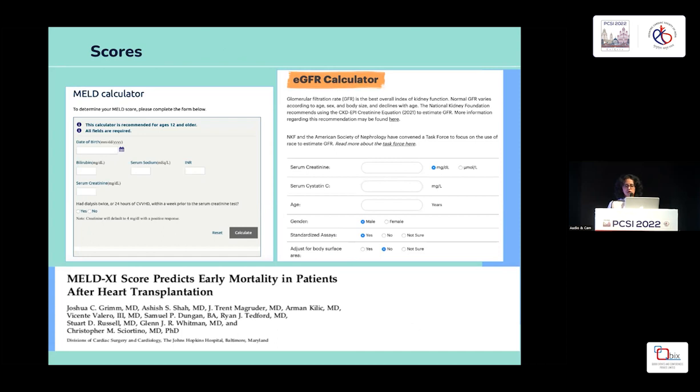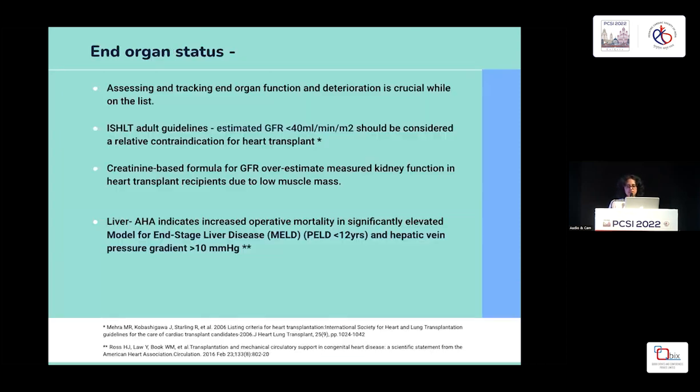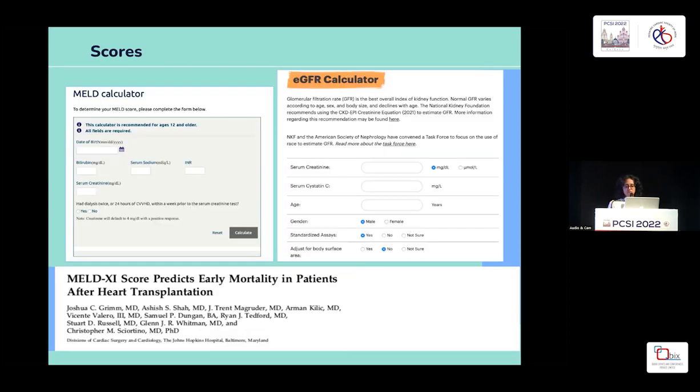transplant list. For the liver, there are 2 scores. There's the MELD score for those beyond 12 years, and the PELD score, the pediatric end-stage liver disease score, for those less than 12 years. And there has been a very good paper on MELD XI, that is excluding the INR score, which has predicted early mortality in patients with liver dysfunction after heart transplantation. So do we need to list them for heart plus liver? That is a little bit of an advanced transplant center which can take up these children.